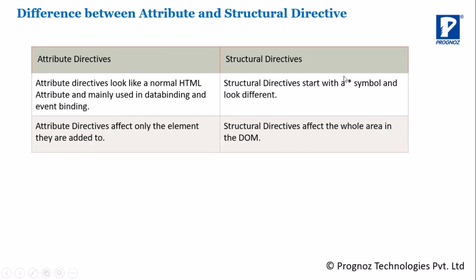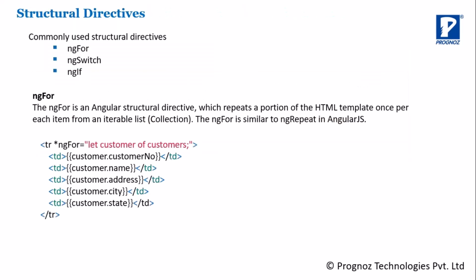Structural directive always starts with an asterisk symbol. Attribute directives only affect the particular element, whereas structural directive affects the whole DOM, the entire structure of the application. Okay, DOM के अंदर क्या रहता है? Tree structure of elements. The entire application or the entire DOM area is going to be affected by the structural directive. And attribute directive only affects a single HTML element.